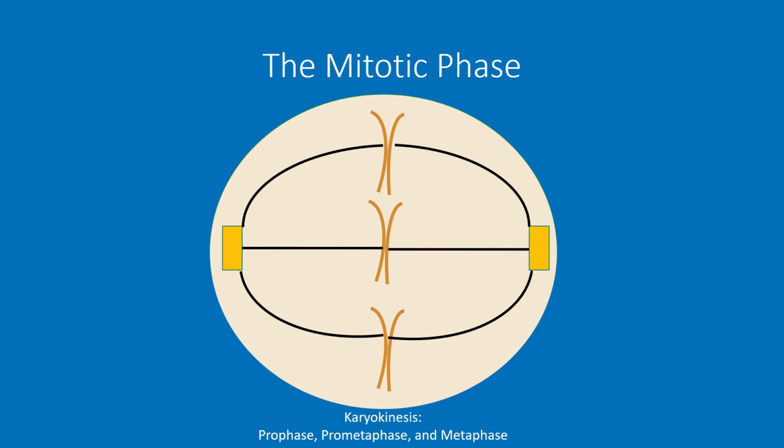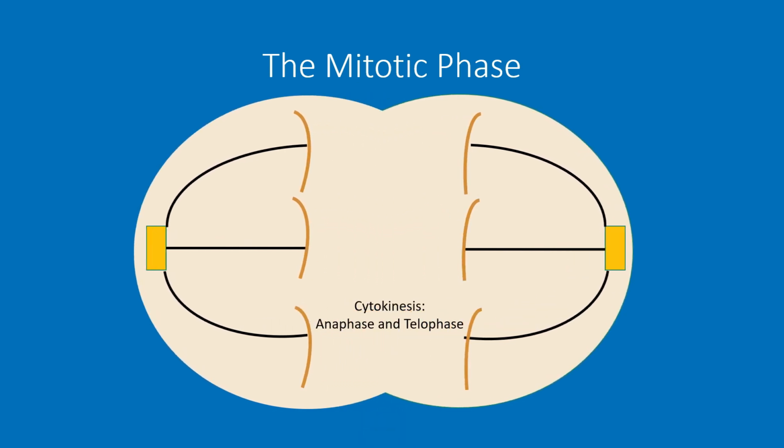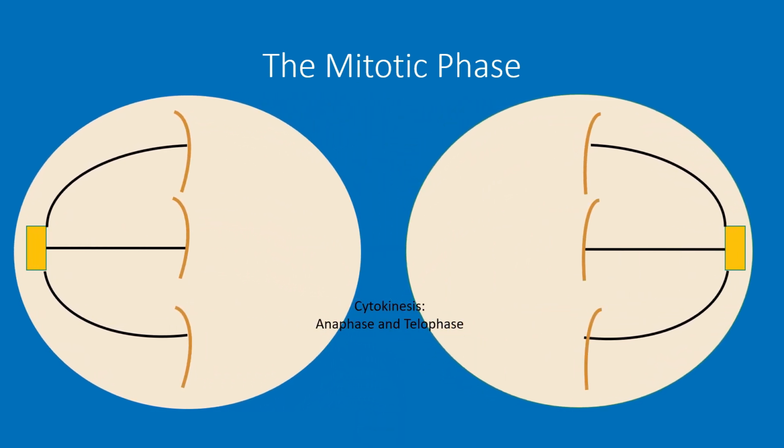The mitotic phase is split into 2 parts and 5 phases. Karyokinesis takes place in 3 phases: prophase, prometaphase, and metaphase. The purpose of karyokinesis is to divide DNA in the original nucleus. Cytokinesis takes place in 2 phases, anaphase and telophase. The purpose of cytokinesis is to split the cells into 2.